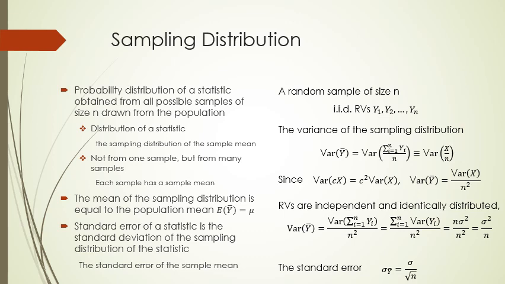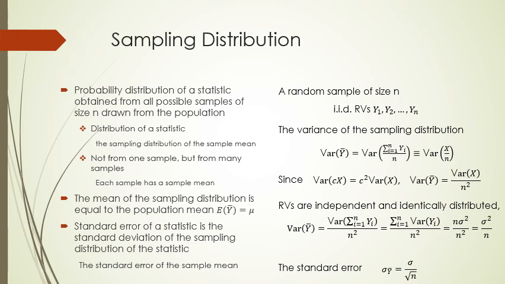Second, the sampling distribution is not from one sample, although we may only have data from one sample. Instead, it is from all possible samples. Here we need to distinguish the sample distribution and the sampling distribution. The sample distribution is the distribution of one random sample, but the sampling distribution is based on all possible samples from the population. Often, the sample distribution is not as useful as the sampling distribution in inference.